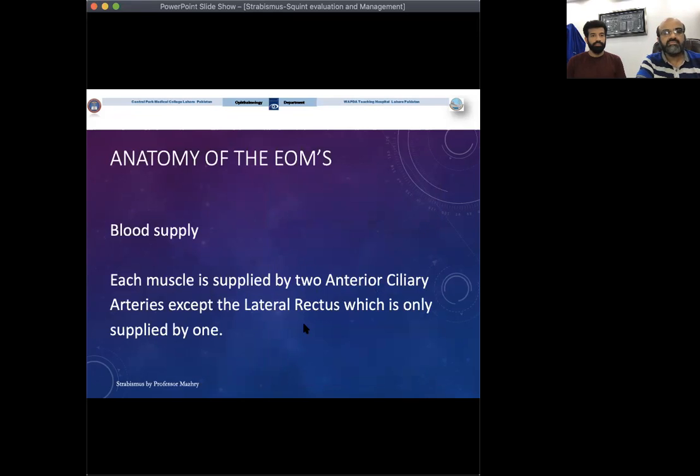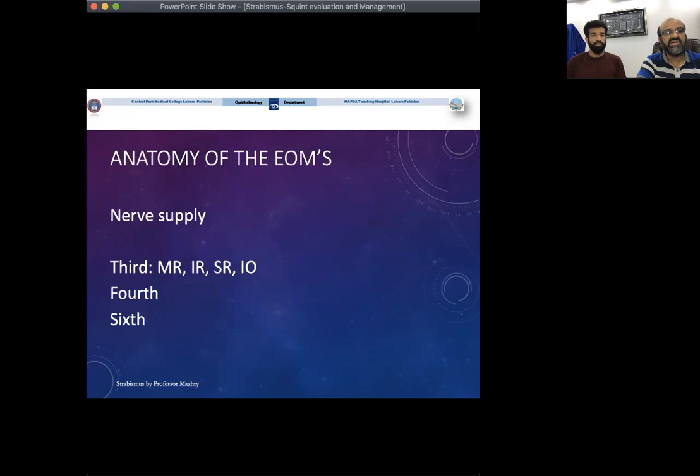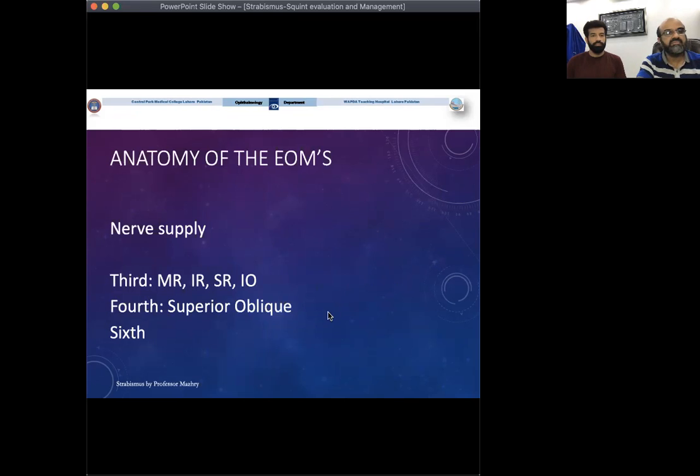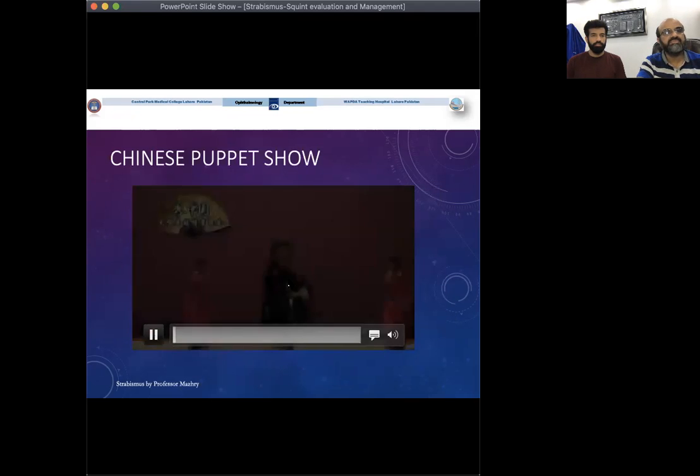Blood supply: they are supplied by two anterior ciliary arteries, except the lateral rectus muscle, which is supplied by only one. They are branches of the ophthalmic artery. Then nerve supply: SO4, LR6. The rest of them are supplied by the third nerve, the oculomotor nerve. The superior oblique is supplied by the fourth nerve, and the lateral rectus by the sixth nerve. So this is a little table to memorize these things.